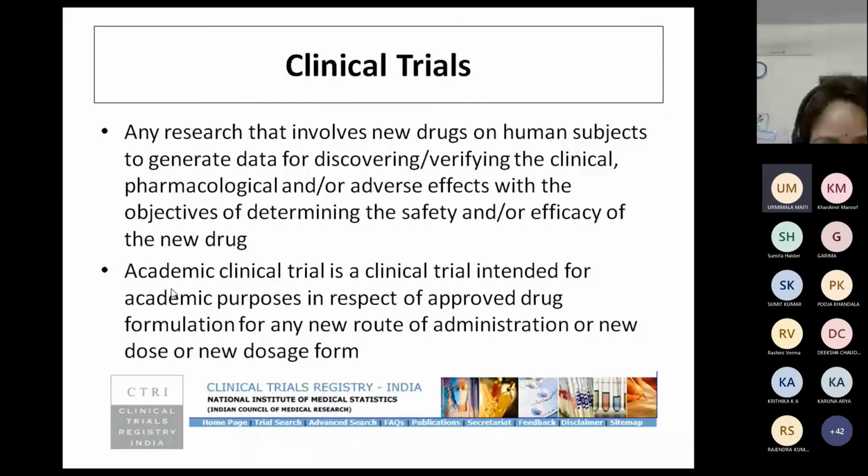A point about the clinical trials. Whatever clinical trials you are doing have to be registered with the Clinical Trial Registry of India. It is basically any research which involves new drugs on human subjects, right?